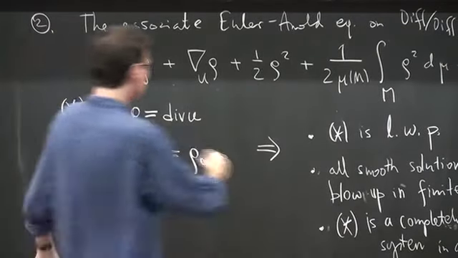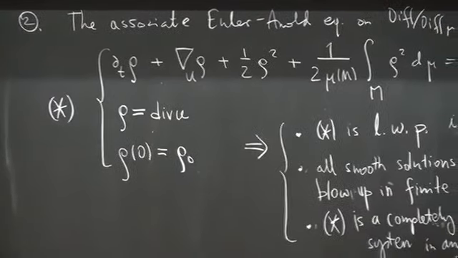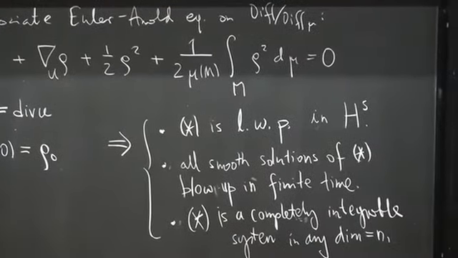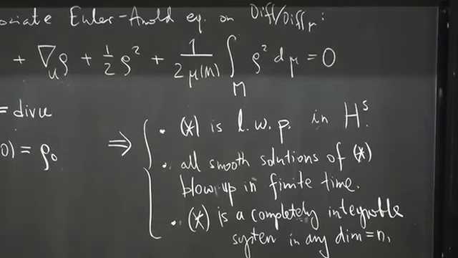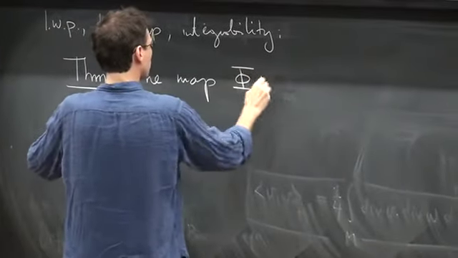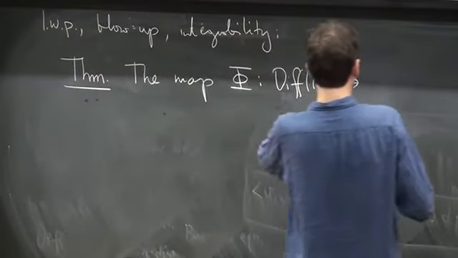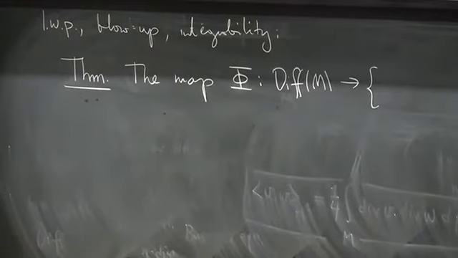Now, regarding these results, these statements, they all follow: local well-posedness, blow up, and integrability. The essential ingredient here is the following result, which is, I think, of interest in its own right. The statement is the following, namely there is a map, we'll call it capital Phi, which goes from Diff, from the diffeomorphisms, to the sphere in L2.